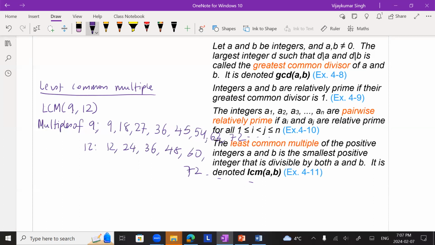So here we have a bunch of multiples which are common. As you can see, the lowest common multiple is 36. But again, this algorithm is a really bad algorithm. A better algorithm is using powers of primes.